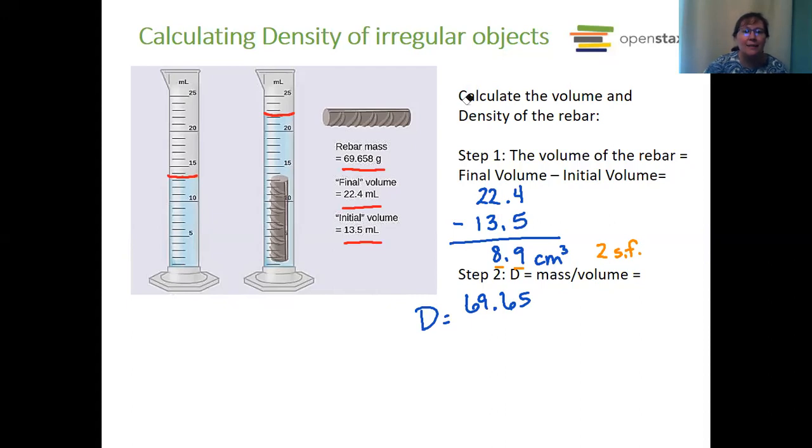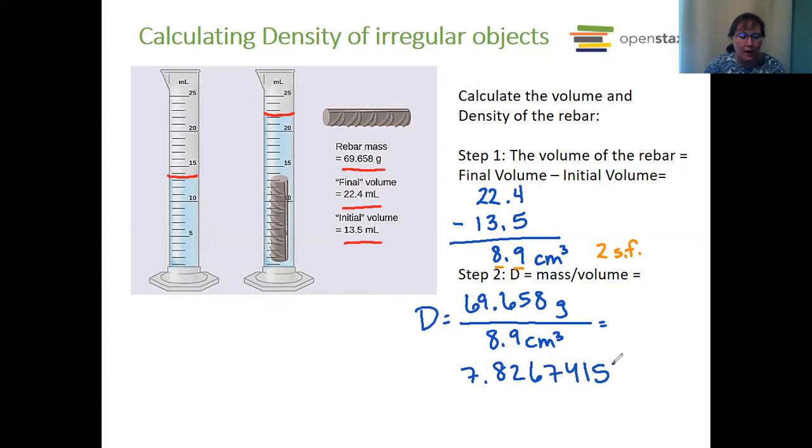No, that's 65. Hang on, sorry. 69.658 grams divided by 8.9 cubic centimeters. Okay, so I have 69.658 divided by 8.9. Now what I get on my calculator is 7.826741573. But you are not being more accurate when you use all those numbers.